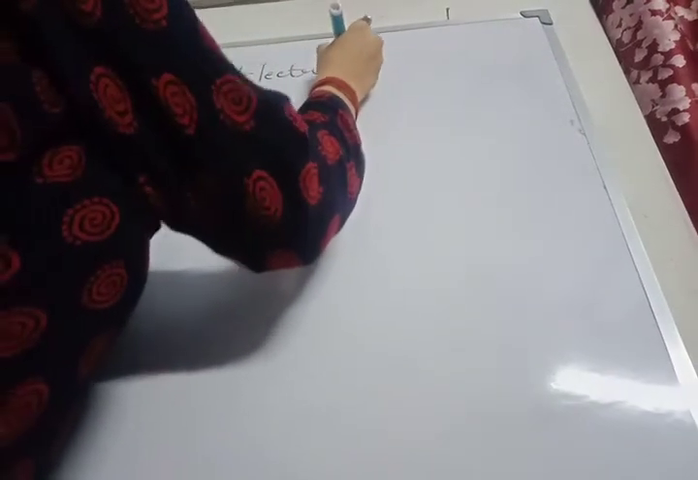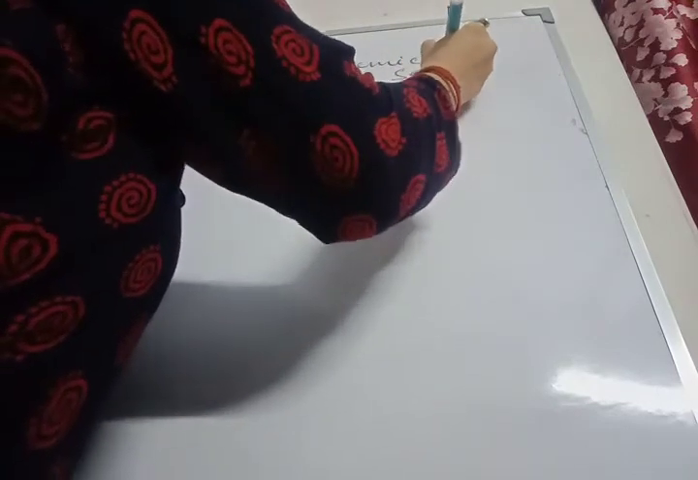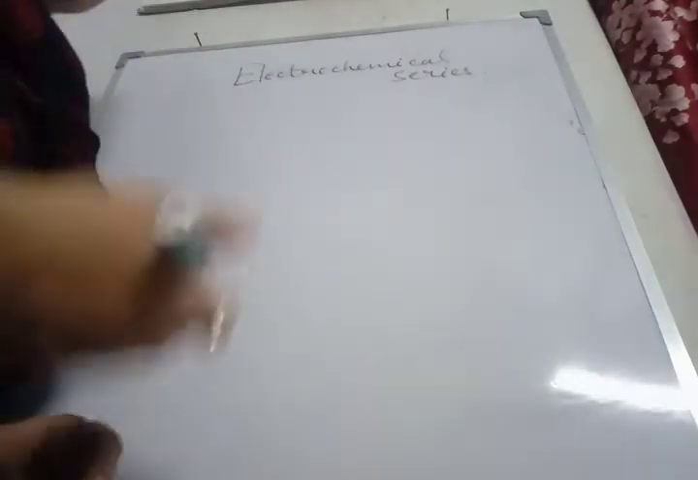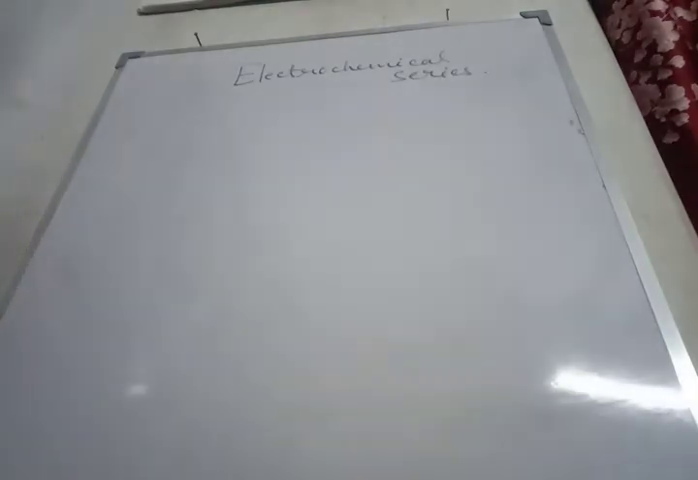We'll talk about the electrochemical series. Now, what is an electrochemical series? It's a series where the electrodes are arranged in tabular form in decreasing order of their standard electrode potential or standard reduction potential. Right? So, basically, we'll speak about the applications.